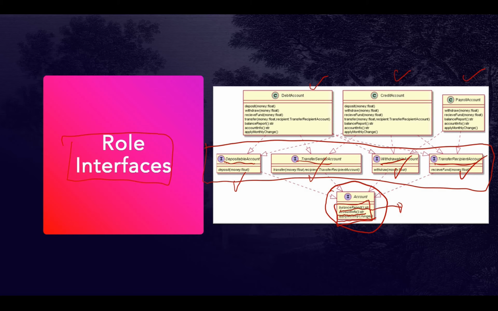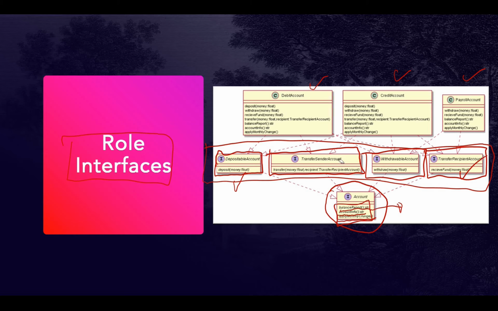So depositable account right here will only contain one method, which is deposit. And this is the reason why we call them role interfaces. It has just a specific role. It has one role, which is to deposit. A transfer sender account has one role. It is to transfer from one account to another. Withdrawable account, it has one role to withdraw money. Transfer recipient account, it has one role, which is to receive funds.